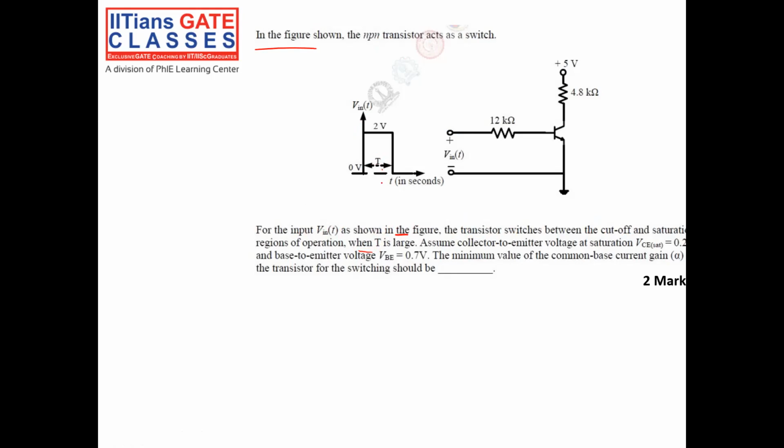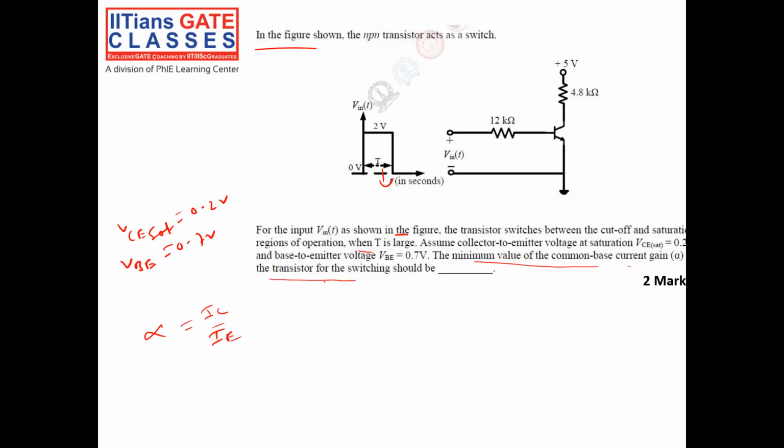Assume that the collector to emitter voltage in saturation, VCE(sat), is 0.2 volt, and VBE equal to 0.7 volt. Then we have to find out the minimum value of the common base current gain alpha. Okay, alpha, the common base current gain, is nothing but IC by IE, correct?